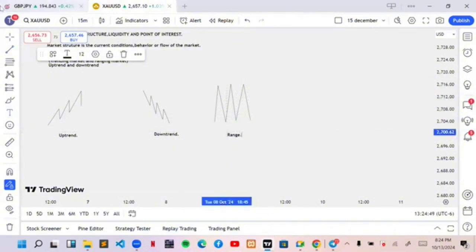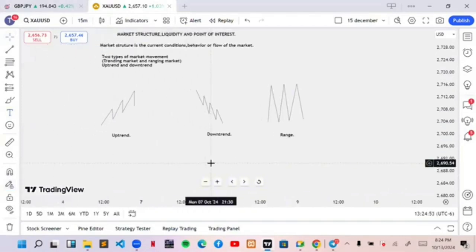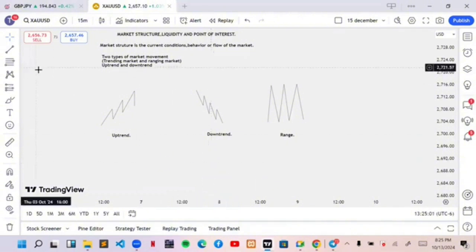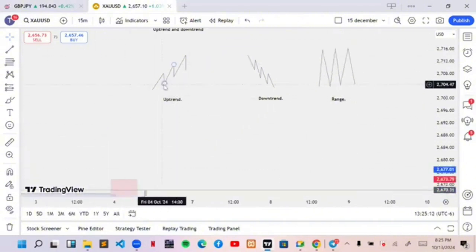So these are the three market movement types: the uptrend, the downtrend, and the range. When the market is approaching a particular direction, a particular point, there's always a particular pattern that it follows. It's either in an uptrend, a downtrend, or in a range. It moves similar to these three types of market movements. So this is an uptrend, this is a downtrend, and this is a range.